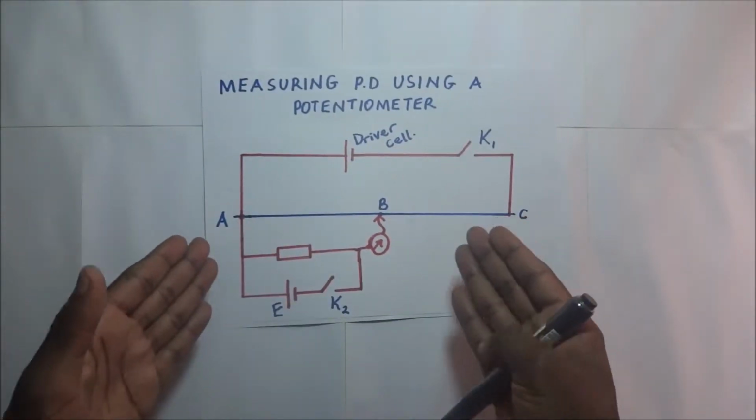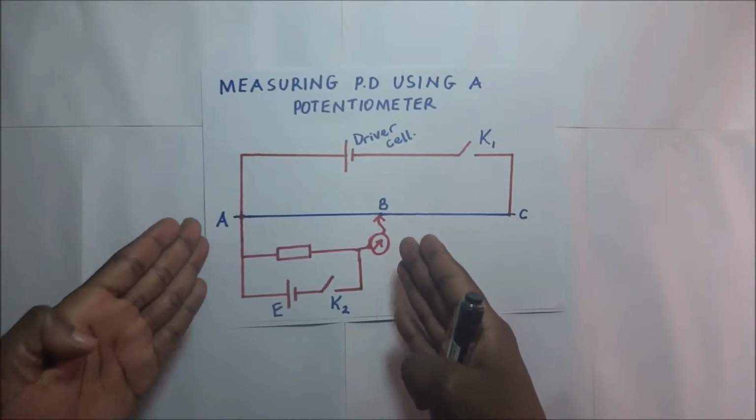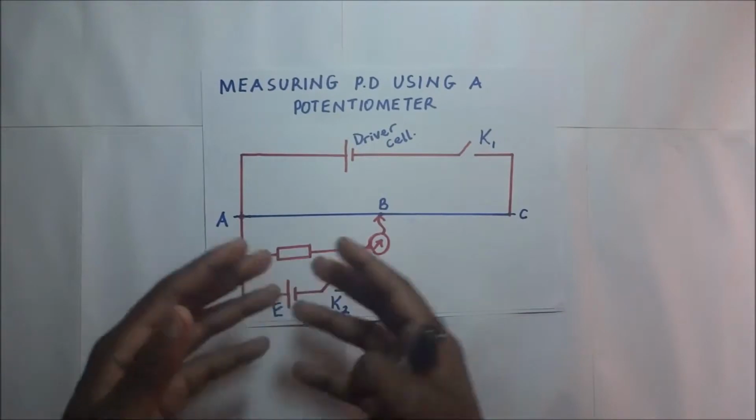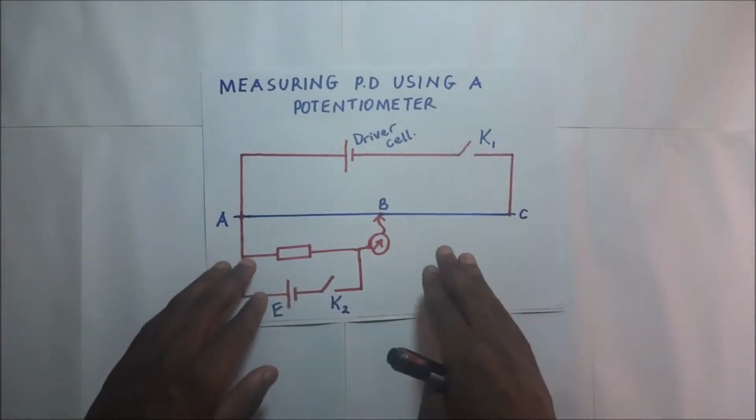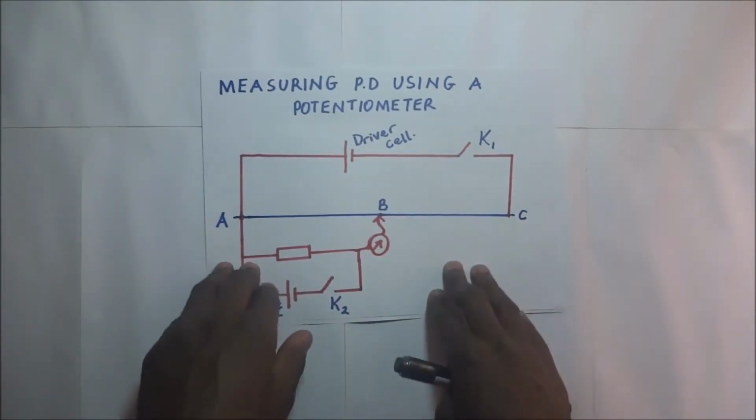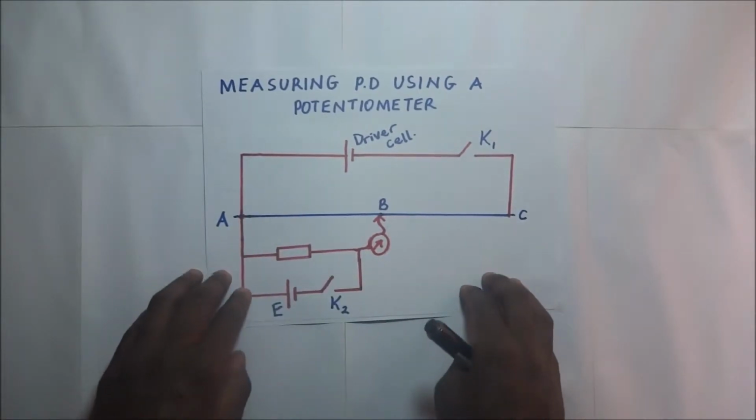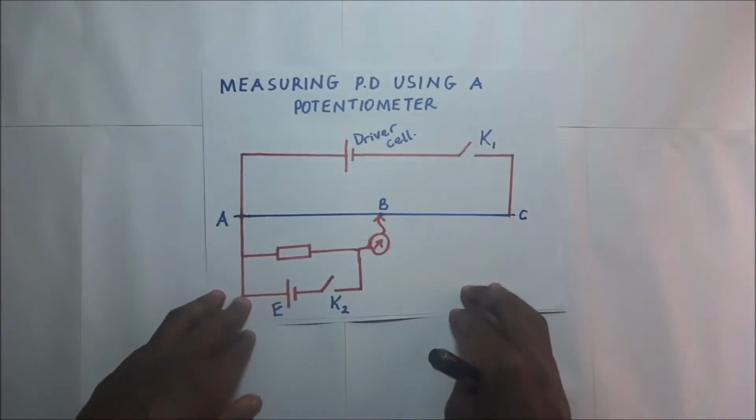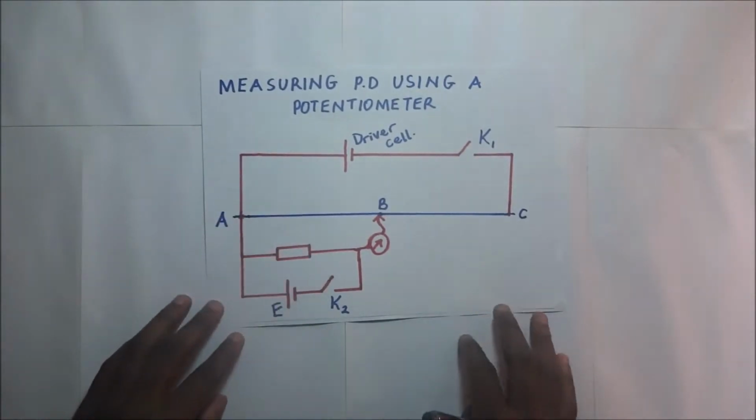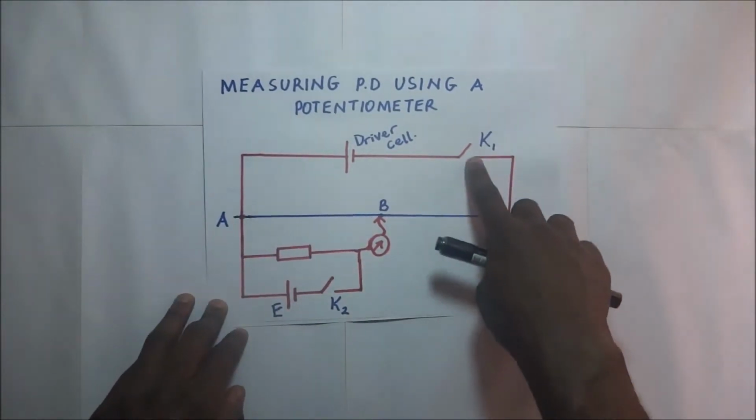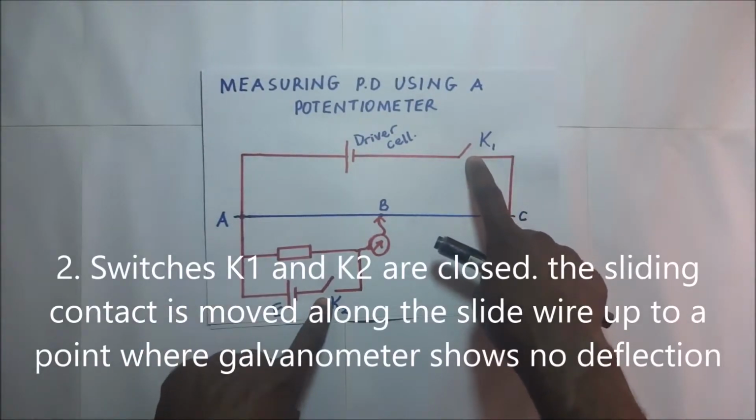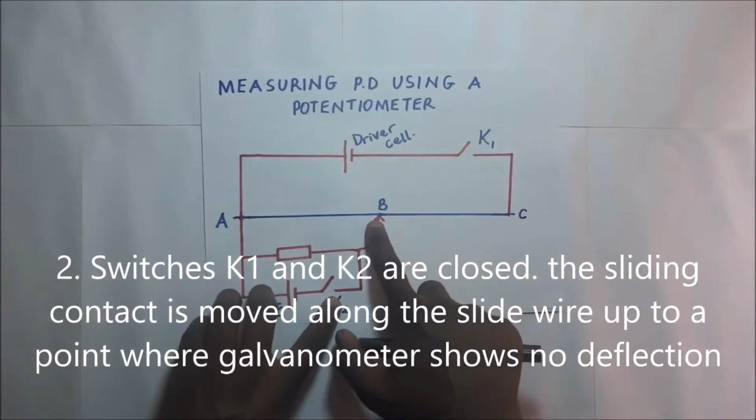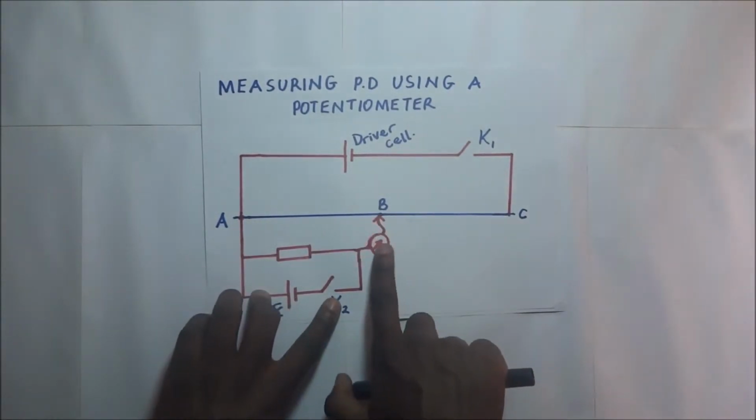As we start the illustration of this experiment, it is under the assumption that we have finished standardizing our potentiometer. So after standardizing our potentiometer, and now that we are aware of the PD per unit length of this potentiometer wire, we will go ahead and connect it as shown below. After connecting our potentiometer circuit as shown, we shall close switch K1 and switch K2, and after closing these two switches, this galvanometer will deflect.